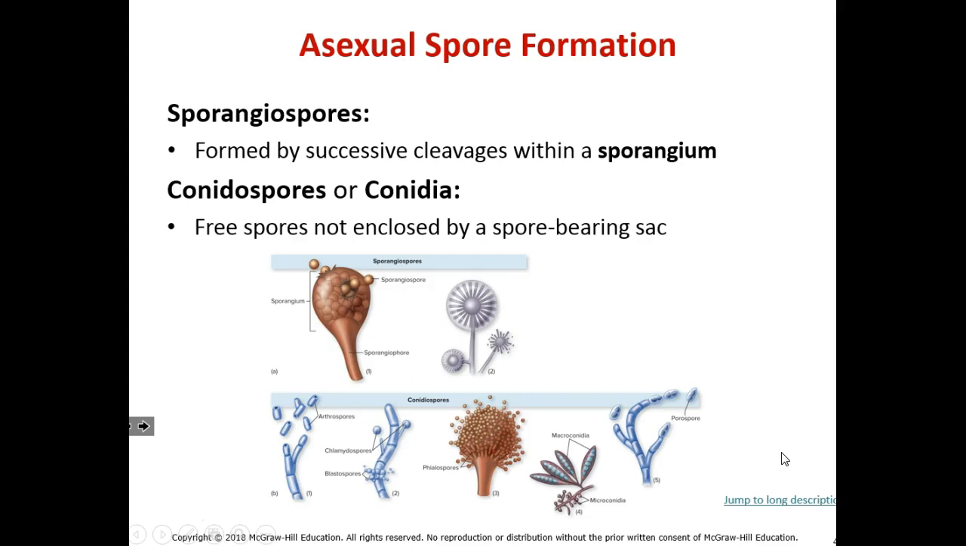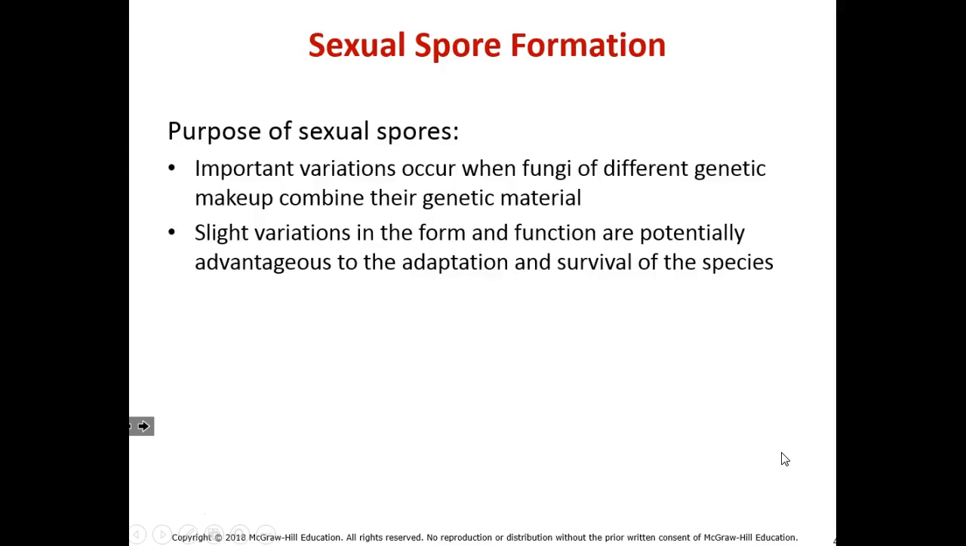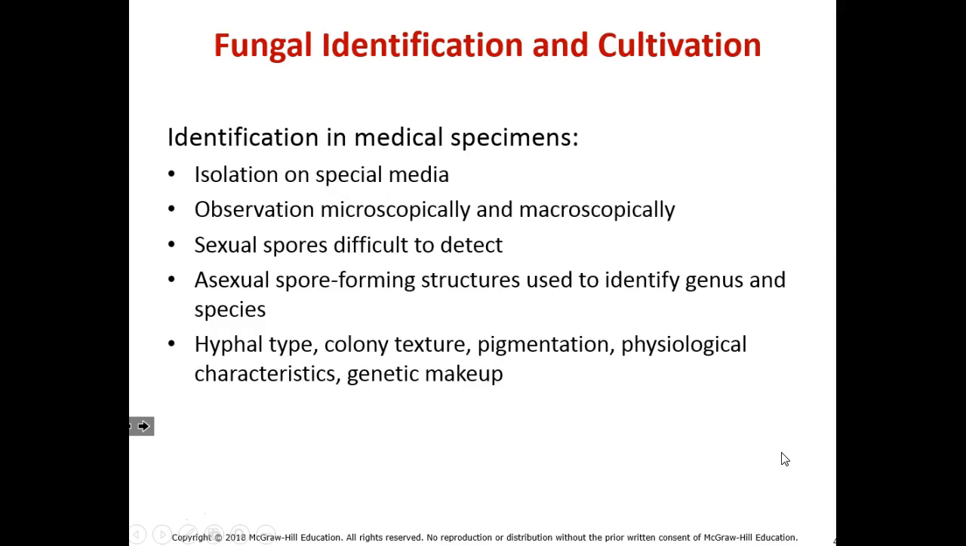Asexual spore formations: sporangiospores are formed by successive cleavages within a sporangium. Conidiospores, or conidia, are free spores that are enclosed by a spore-bearing sac. In sexual spore formation, important variations occur when fungi of different genetic makeup combine their genetic material. Slight variations in form and function are potentially advantageous to the adaptation and survival of the species.